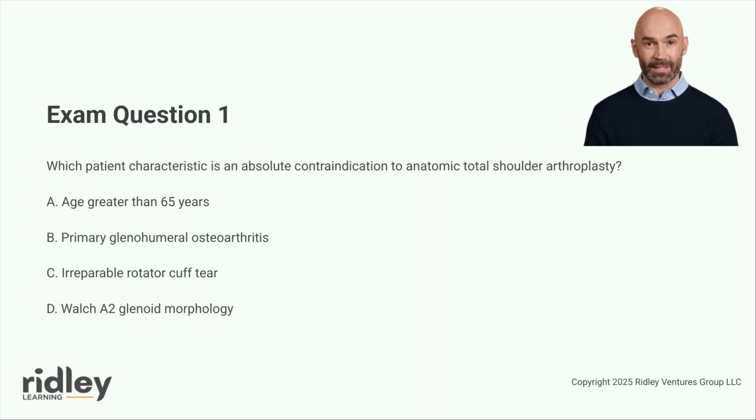The other options listed, including age greater than 65, primary glenohumeral osteoarthritis, and Walsh A2 glenoid morphology, are not absolute contraindications and may actually represent appropriate indications for anatomic arthroplasty when combined with an intact rotator cuff.